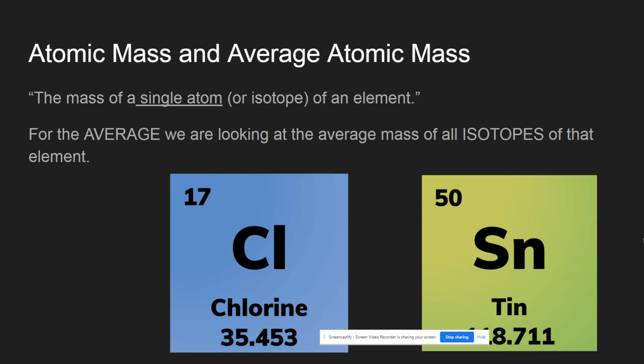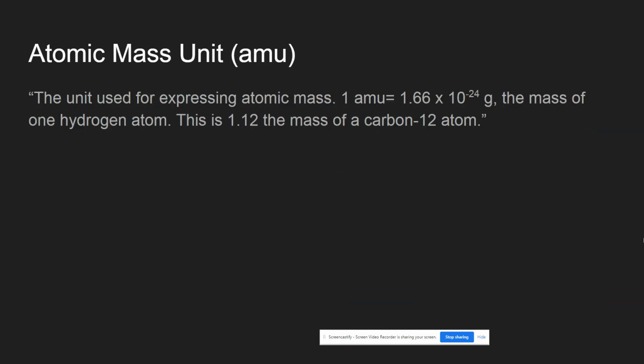It is the average atomic mass of that element, okay? The atomic mass unit is just the unit that's used for expressing the atomic mass, okay? And it's actually 1 AMU is the same as the mass of 1 hydrogen atom, okay? So if we have 4 AMUs, it's the same mass as 4 hydrogen atoms, okay?